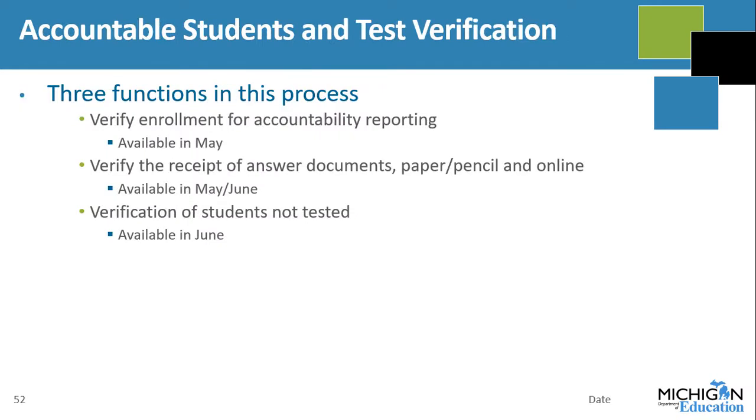One of the most important functions on the secure site is the accountable students and test verification process. There are 3 functions to this process. In May, you will have the opportunity to verify enrollment from MSDS in the secure site for accountability purposes. In late May or June, schools will have the ability to verify the receipt of answer documents by the scoring contractor. This is for online and paper and pencil tests. And in June, schools will have the opportunity to provide a reason why a student did not test.